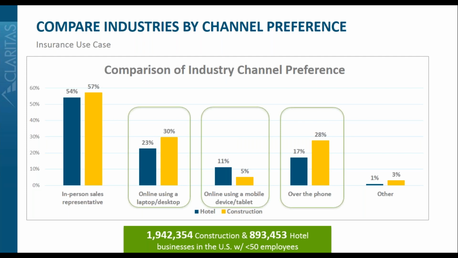11% difference. And you think, wow, 11%, that might not be all that great. It might not be that huge. But if you think about how many construction businesses or hotel businesses are in the U.S. with 50 employees or less, there's almost 2 million construction people. So that helps tip the odds in your favor and say, how do these people want to be worked with? How do they purchase? So having this information is really, really important as we go through.